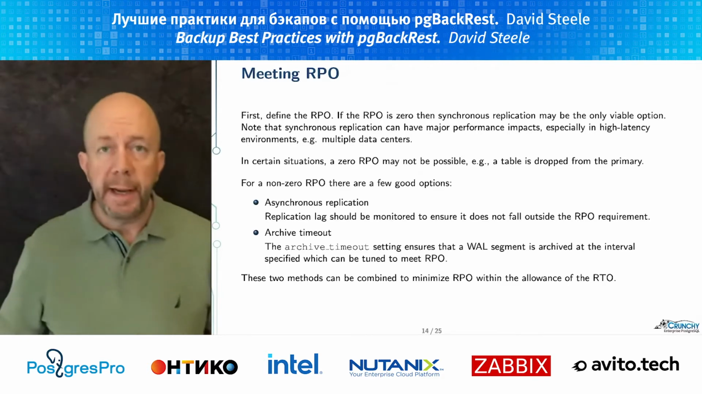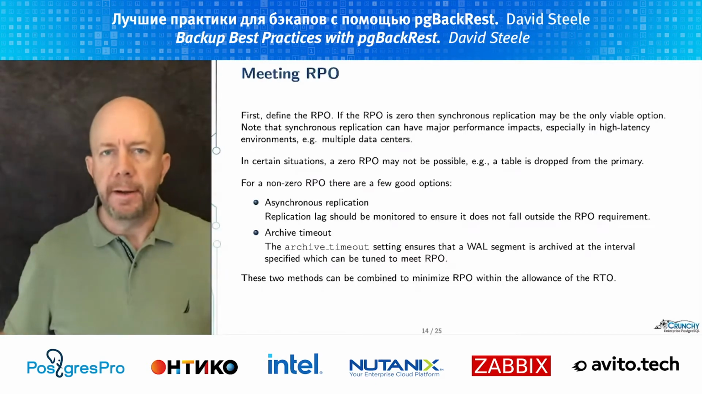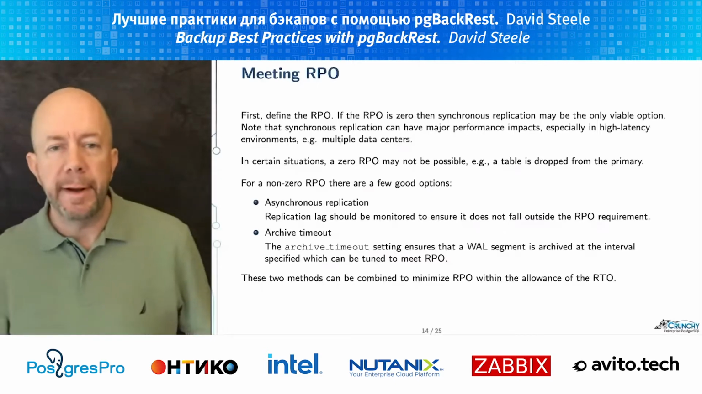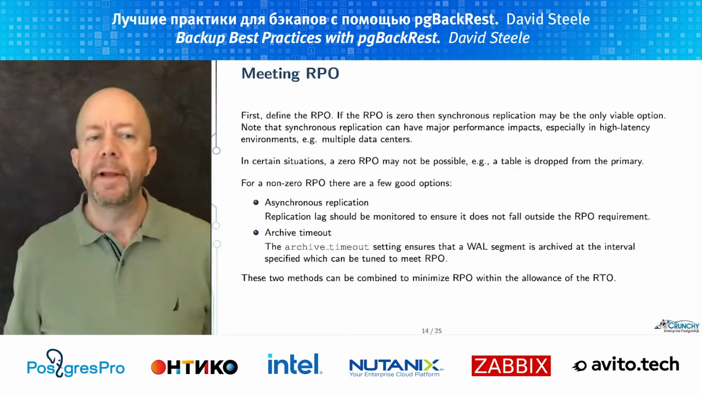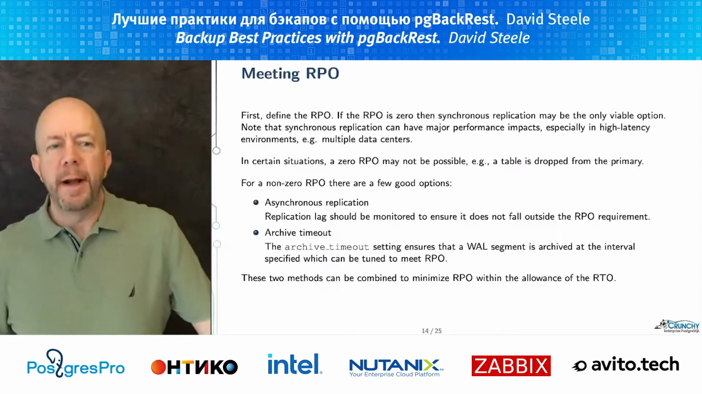And when you're making your plans, you should be planning for what happens if there is some data loss. Because if you plan for 0 and then you get in a situation where you are going to have some data loss, you'll have no procedures in place to deal with that. So for a non-zero RPO, there are a couple of good options.